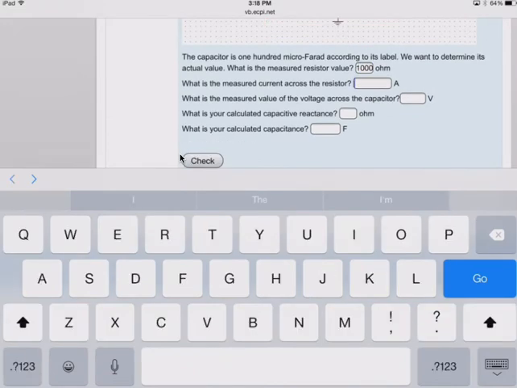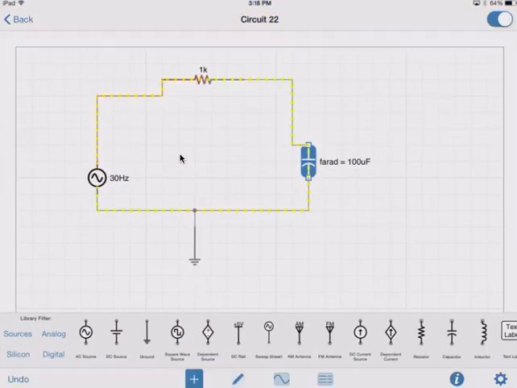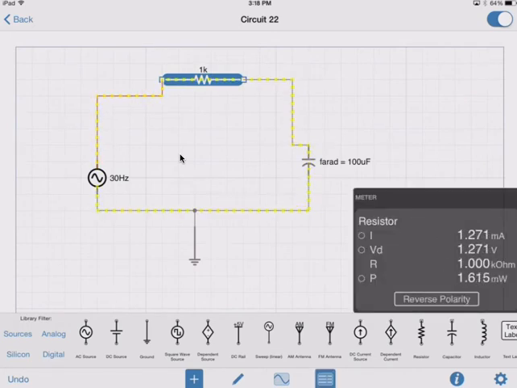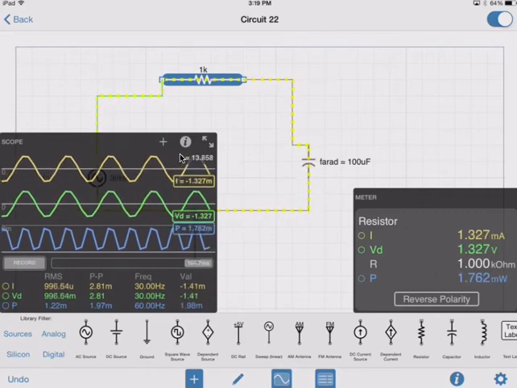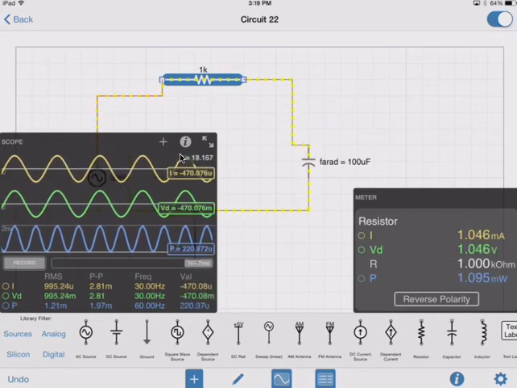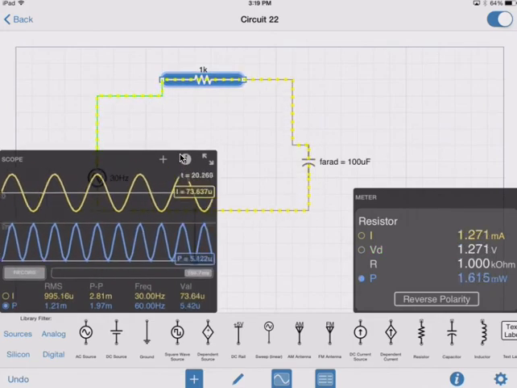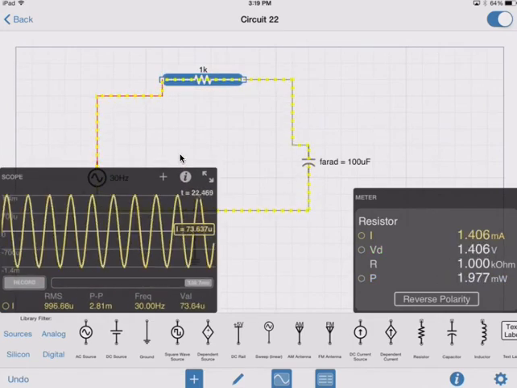And then we need our measured current across the resistor. So let's go and get our measured current across the resistor. Since this is moving, what you're going to notice is our meter here is oscillating for current. So what we're going to need is the oscilloscope in this particular case. From the oscilloscope, all we need is the current. So let's get rid of the voltage and let's get rid of the power, and this will be our current.